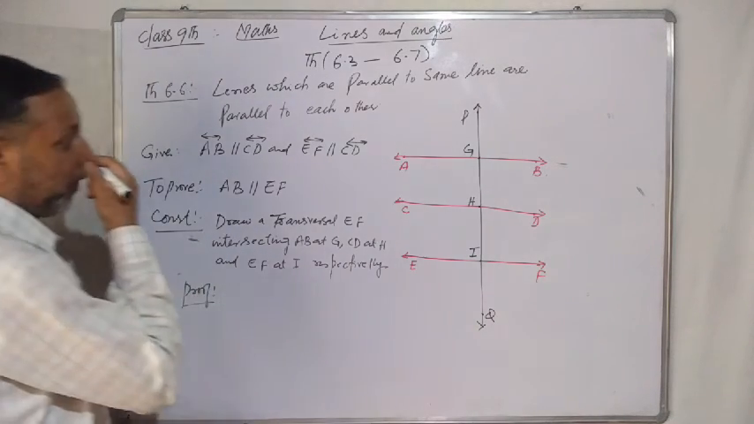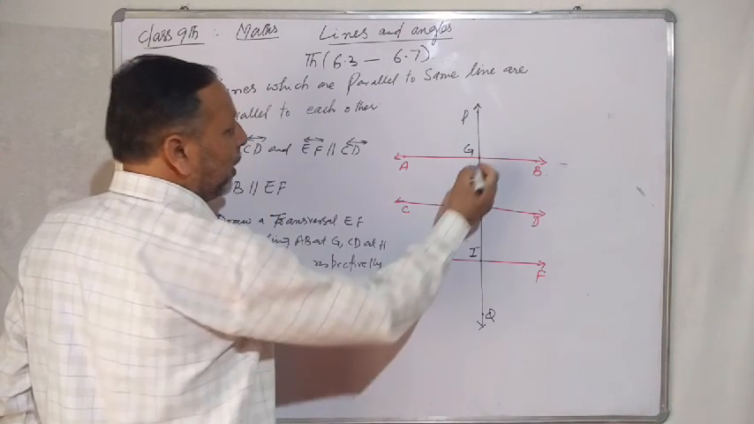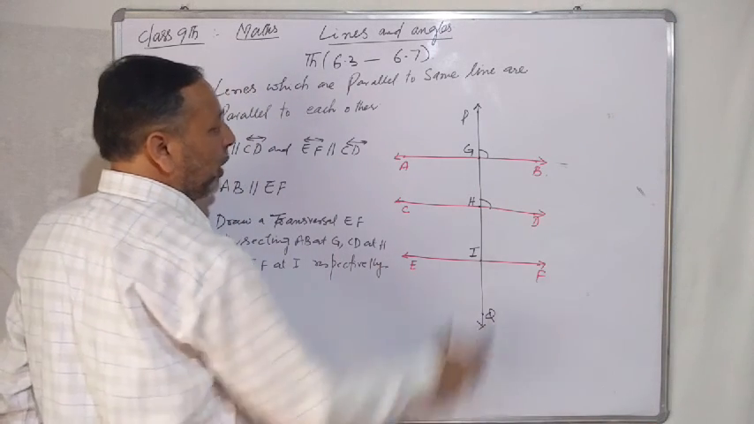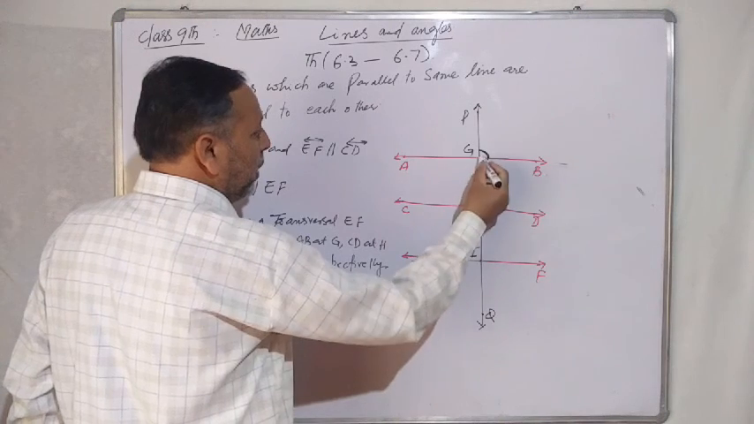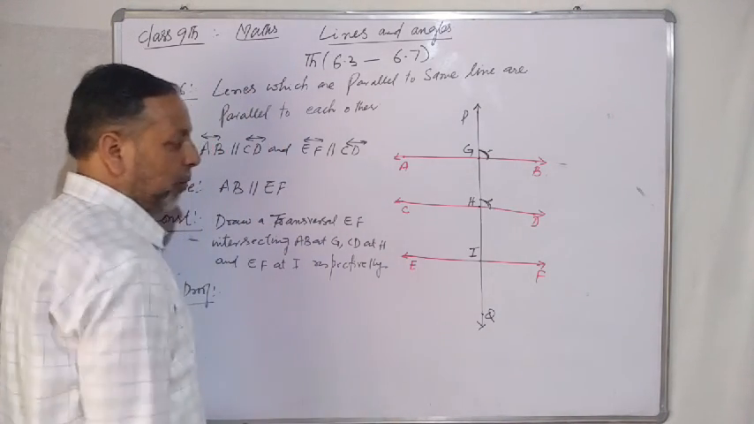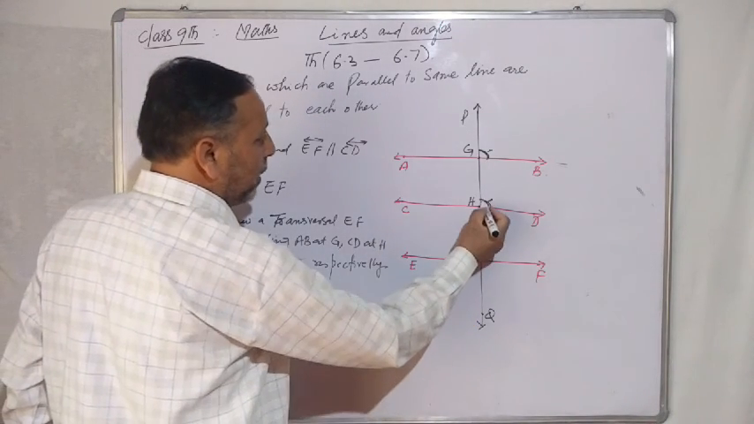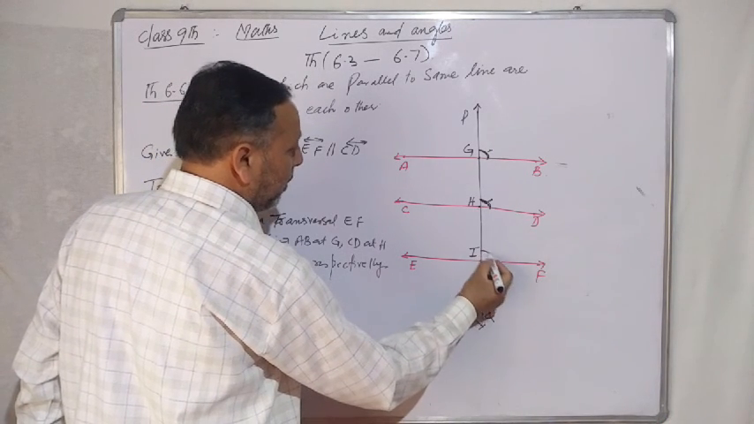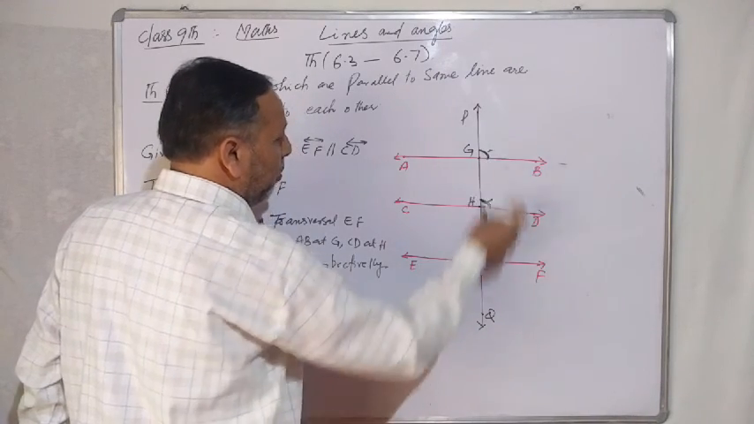The proof is very simple. First you take AB is parallel to CD and PQ is transversal, intersecting AB at G and CD at H. It means angle PGB is equal to angle GHD. These are corresponding angles. Then you take EF is parallel to CD and PQ is transversal. That means angle GHD will be equal to angle HIF. These are corresponding angles. From first and second, this angle is equal to this angle, but these are corresponding angles.